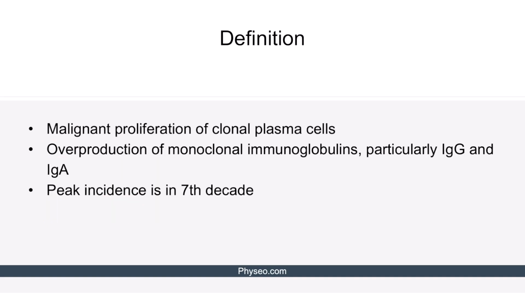Multiple myeloma is defined as a malignant proliferation of clonal plasma cells, which results in the overproduction of monoclonal immunoglobulins, particularly IgG and IgA. It predominantly affects the elderly, and peak incidence is in the 7th decade of life.